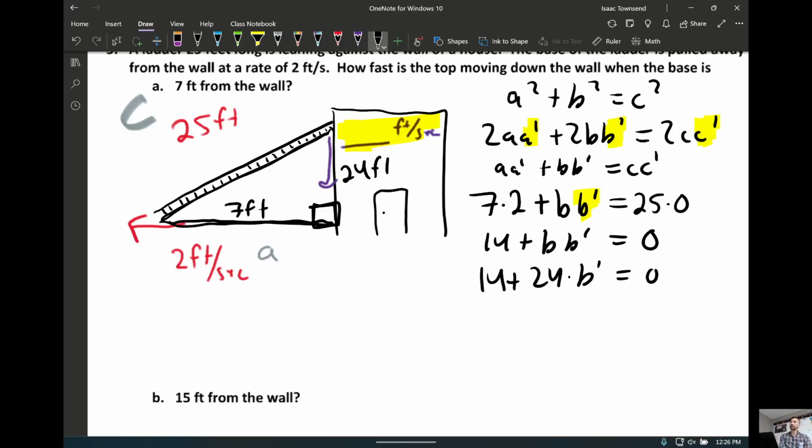We actually had to go out and figure out what B was. But then we can subtract the 14, divide both sides by 24. I could divide both of these by 2, just trying to reduce.